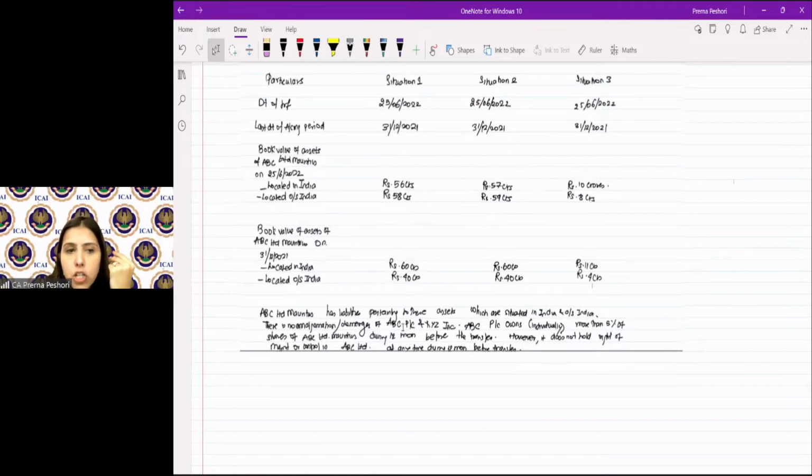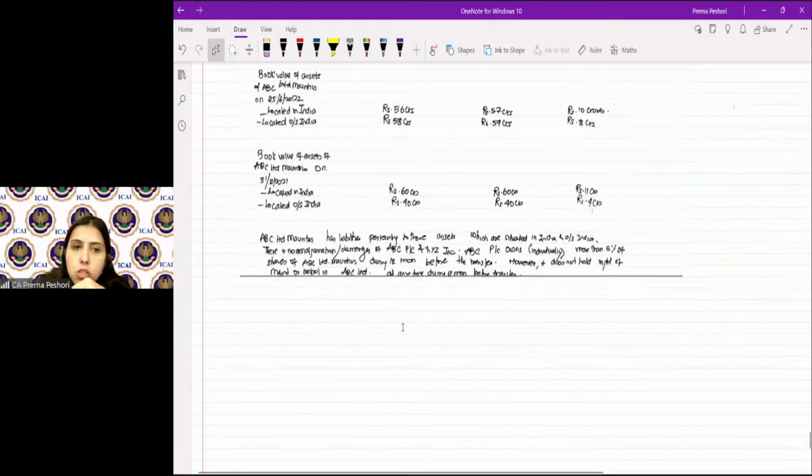There is no amalgamation or demerger of ABC PLC and XYZ Inc. ABC PLC owns individually more than 5% of the shares of ABC Limited Mauritius during the 12 months before the transfer. However, it does not hold the right of management or control at any time during the 12 months. Also, you will have to write here, assume the book value is equal to the fair market value.